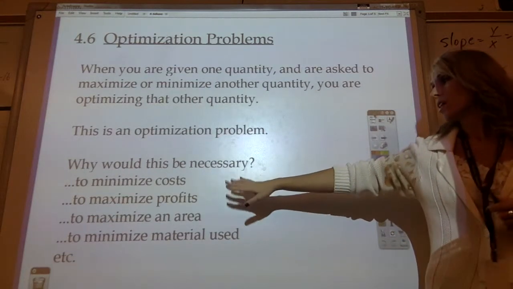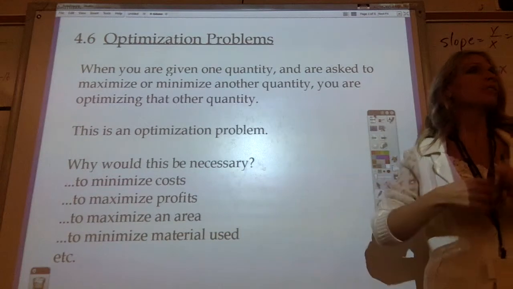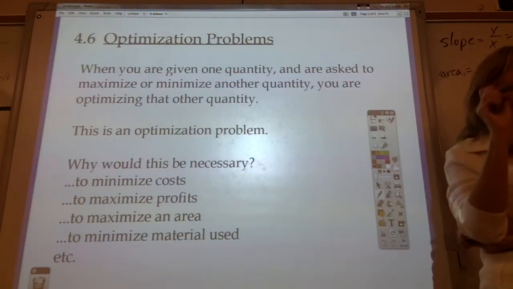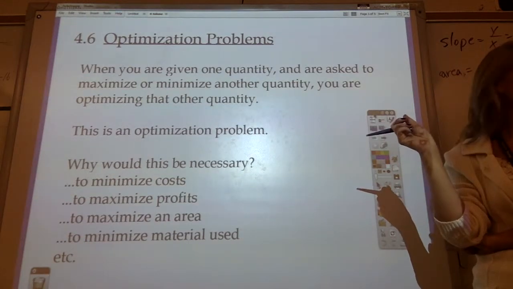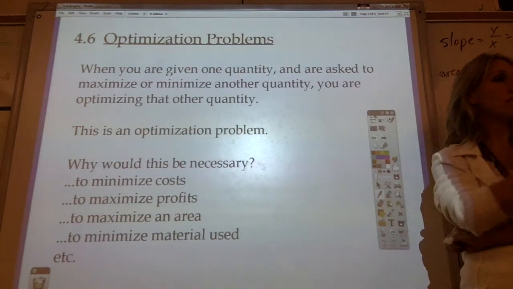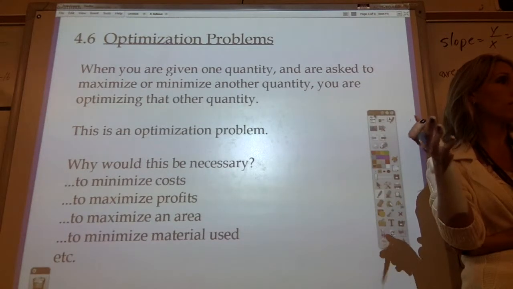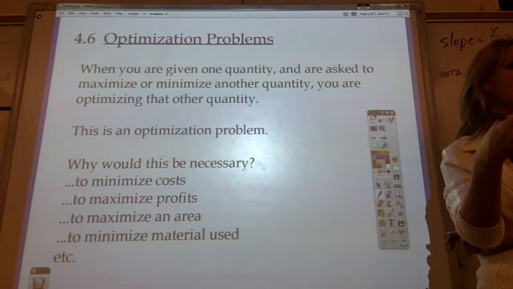You might want to minimize cost, maximize profits, maximize an area, minimize material. And so whenever you solve these problems, please remember one of the very last steps is verifying that you did find what you're supposed to. If it asks you to minimize something, I want to see some sign chart, some number line, something showing me that the function did decrease and increase, so you really did minimize it.